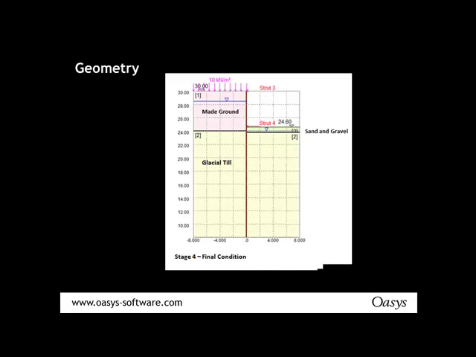Then we have our final condition. So this is where we put the ground level slab and the basement slab in there. And we've got the sand. We've also got, again, the surcharge as it was before.